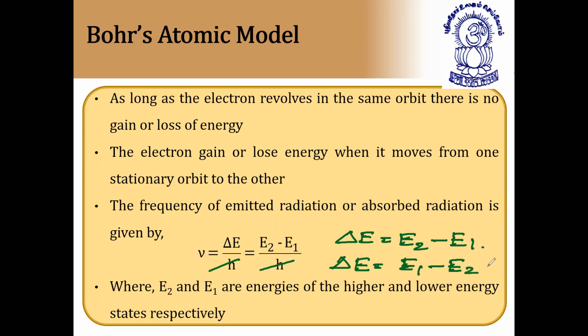In the first case energy is released, and in the second case energy is absorbed, where E1 and E2 are energies of the higher energy and lower energy states respectively. So as long as the electron revolves in the same orbit, there is no loss or gain of energy. Only when the electron jumps from a higher energy orbit to a lower energy orbit, or lower to higher, is energy radiated, and the change in energy is calculated using the formula delta E is equal to E2 minus E1, or frequency is equal to delta E by h. I hope it is clear for you. Next.